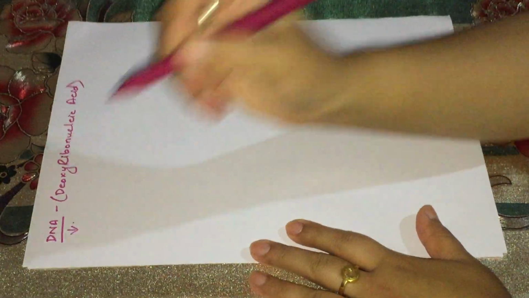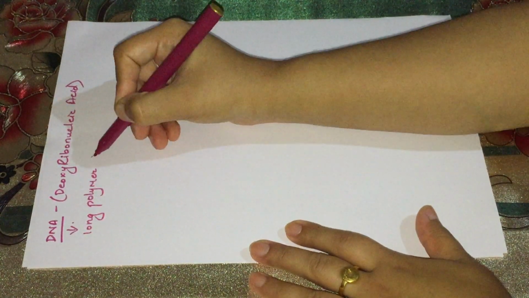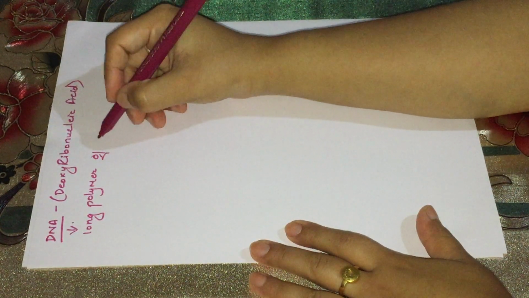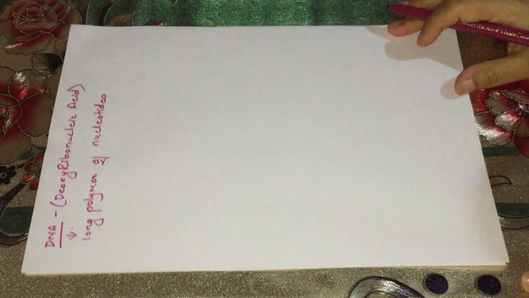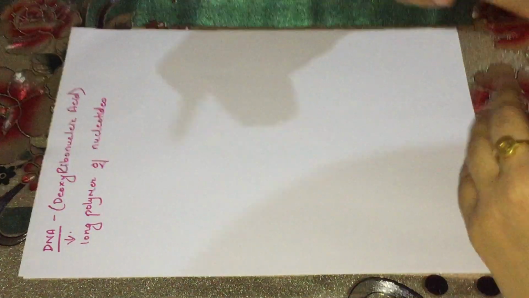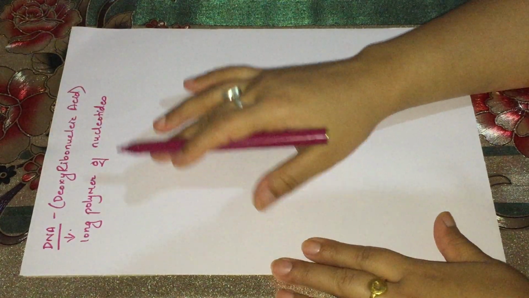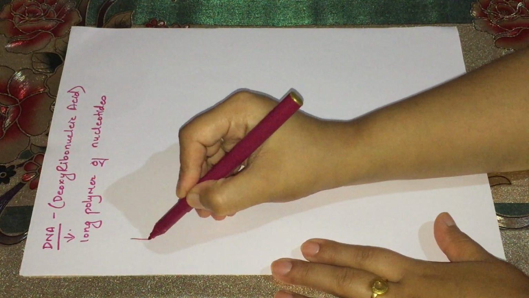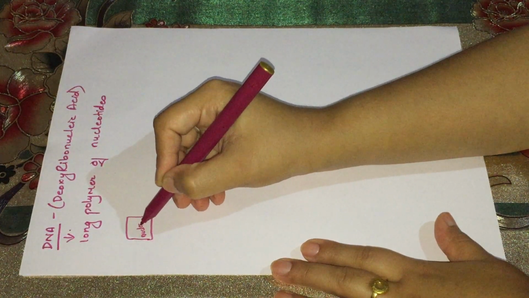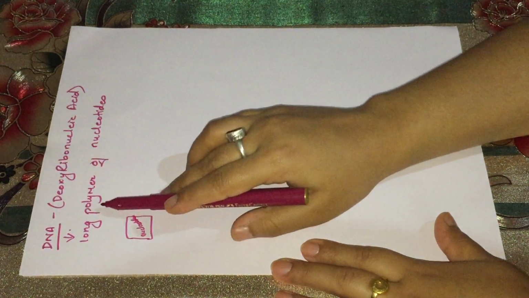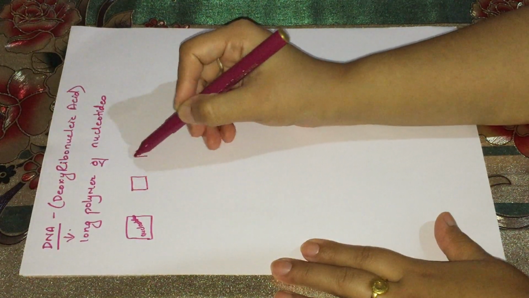DNA is a long polymer of nucleotides. Now see, a long polymer means more than one; poly means more than one. So it's a polymer of nucleotides. That means DNA is made up of nucleotides, a long chain of nucleotides, that means more than one nucleotide.